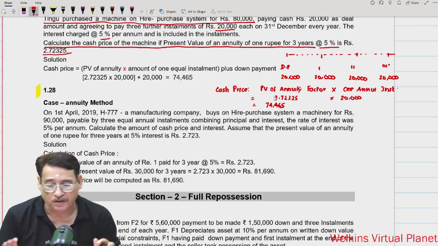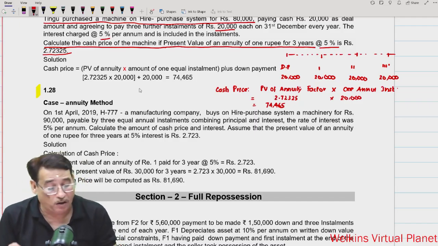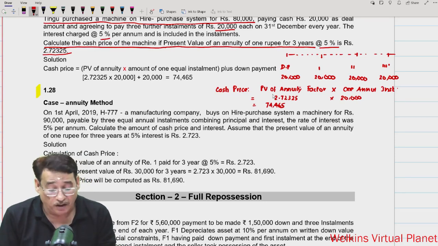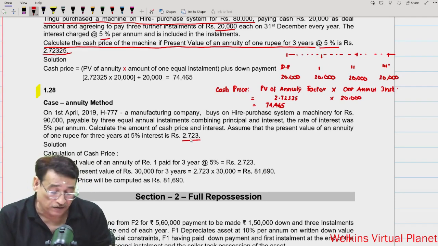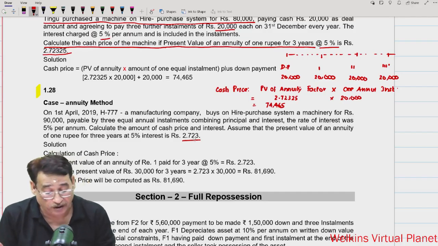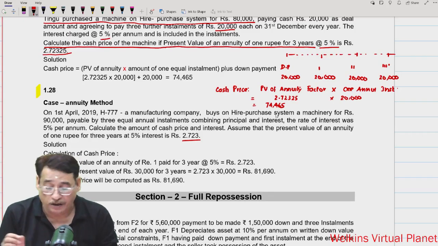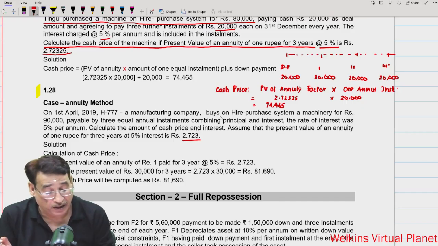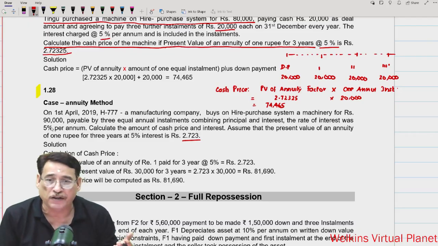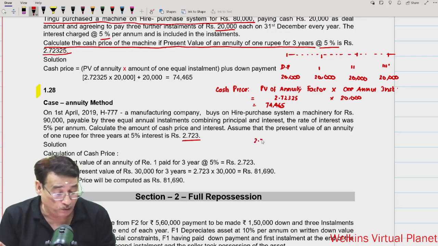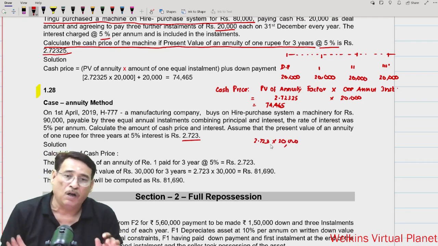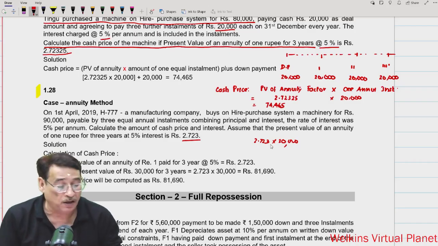Now you have the cash price and the rate of interest, so you can easily find out the interest. Under annuity, it is very simple. All you have to do is take the annuity factor. For example, in the next question 2.1.28, the annuity factor is given to you. Simply multiply it with one annual installment. In this question, it is given that a machinery is bought on hire purchase system for 90,000, payable in 3 annual installments. So one annual installment will be equal to 30,000. This time you will have to multiply 2.723 with one annual installment of 30,000 to get the cash price. That's all.